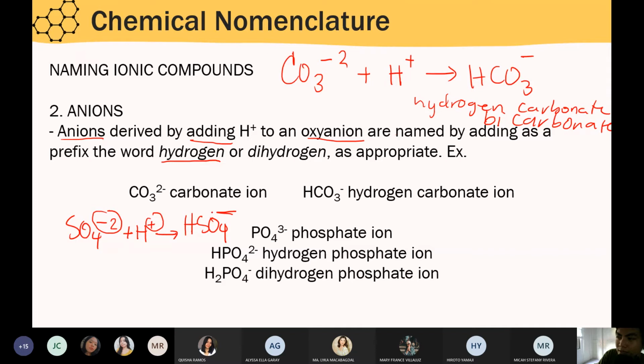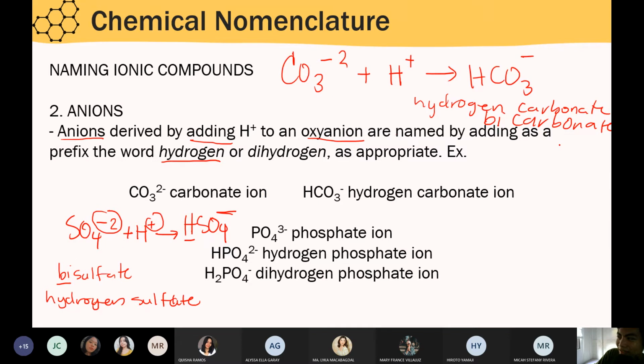So what will be the name of this ion? This is bisulfate. The name is sulfate, and since we just added one hydrogen, you have to affix the bi. Or it could be named hydrogen sulfate. Both will work, both are acceptable. However, I prefer the prefix bi. Why? It's only two letters.